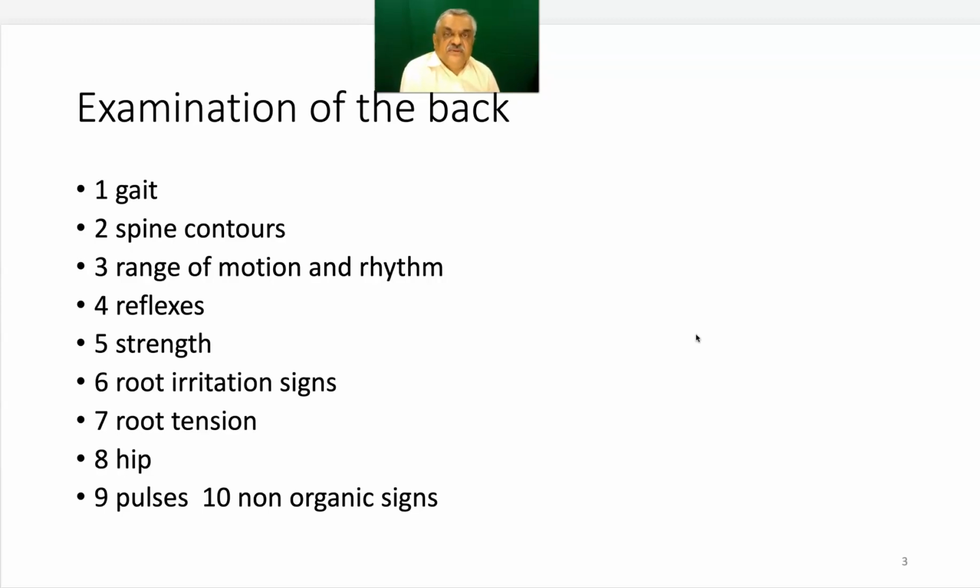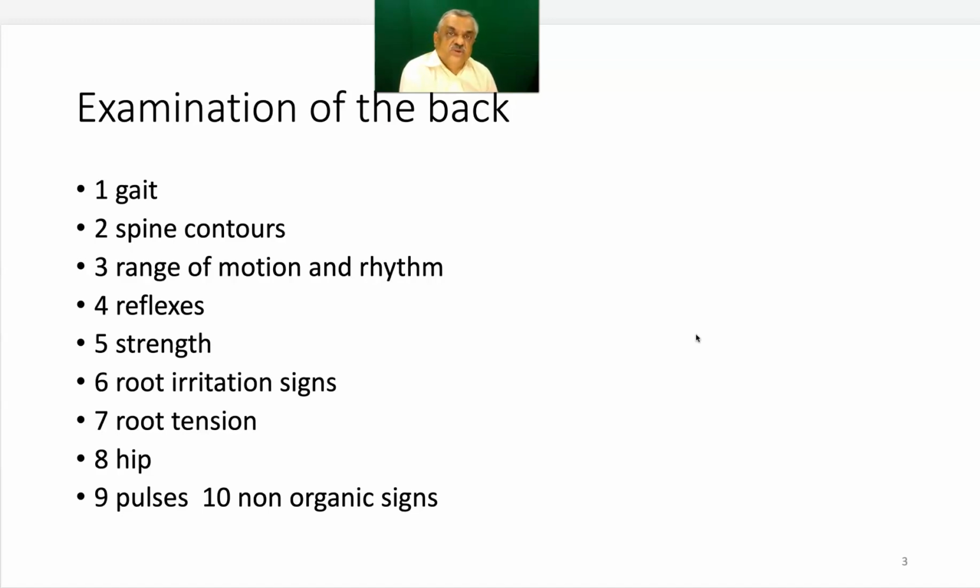Then if the root mobility is affected, we will find that the straight leg raising would be affected and would be restricted. Of course, if the problem is much more severe, then the patient may also land up with neuro deficit, which could be sensory or could be motor, depending on the cause, intensity and severity.